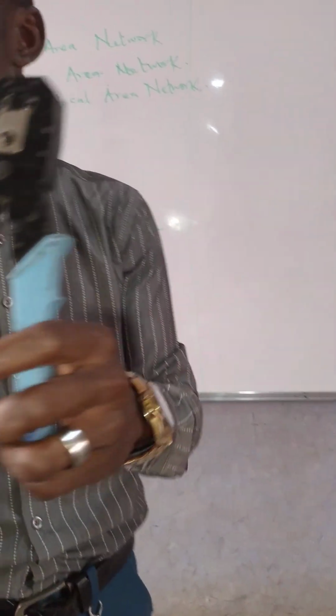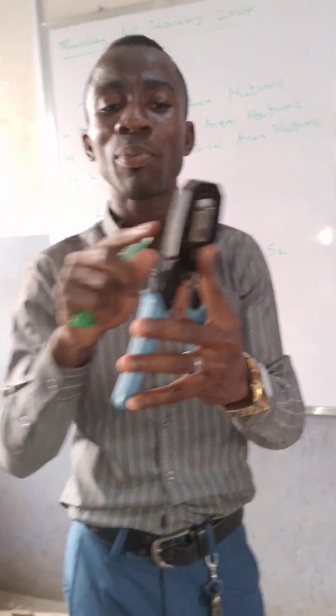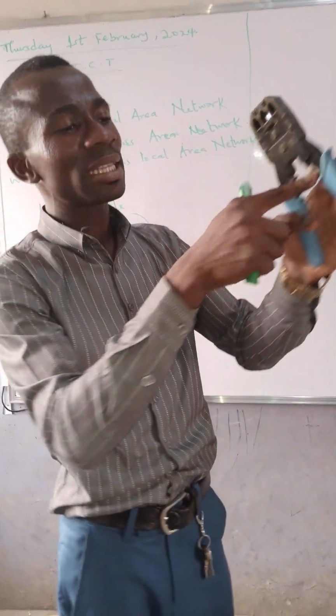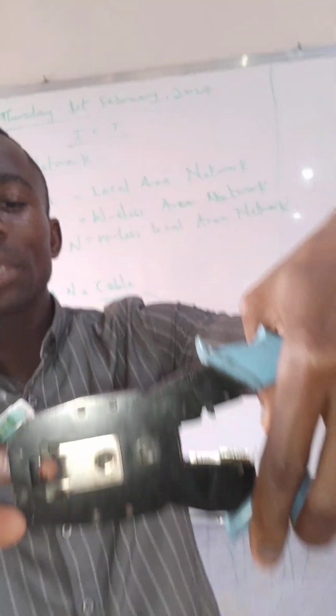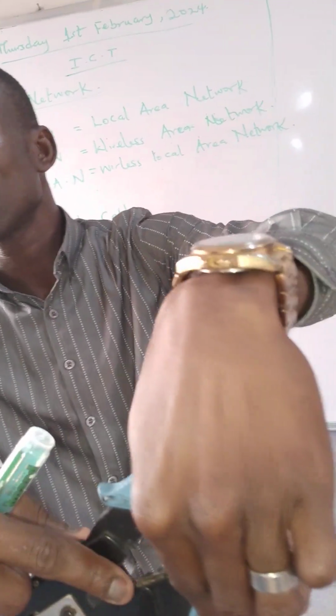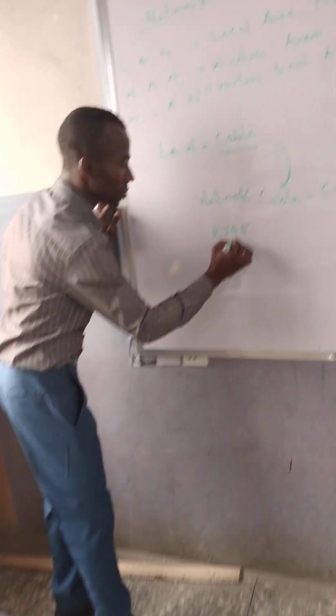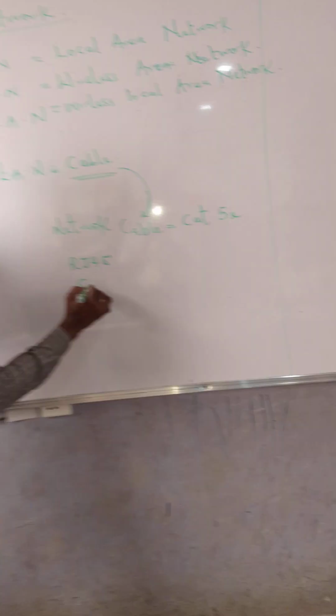We also have our clipping tools. You see the clipping tools? Can you see it? Yes, sir. It has both a cutter. This is for cutting and clipping. This is the clipping side. This is the cutting side. Is that clear? Yes, sir. We have the clipping tools.